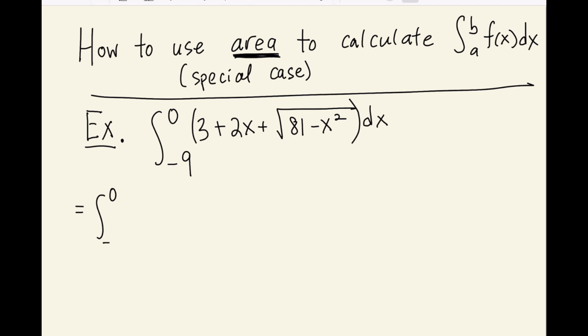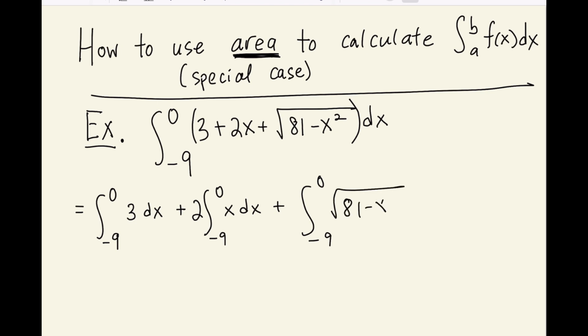So I have from -9 to 0, the integral of 3 dx plus the integral of 2x. And I can actually pull the 2 out, so I'm going to do that. And then when it's written like this, it makes life a lot easier because I can see that, oh, this is just going to be a rectangular area. This is going to be some sort of a triangle, and this is a circle.